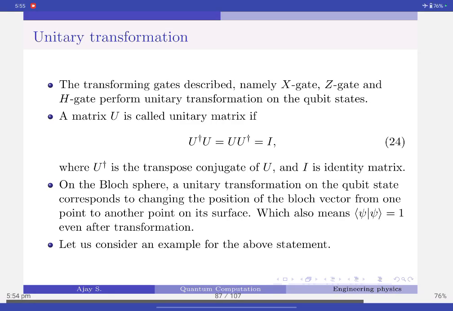Welcome back. In our previous video, we learned about quantum logic gates for single qubit states. Now let us learn what is a unitary transformation.